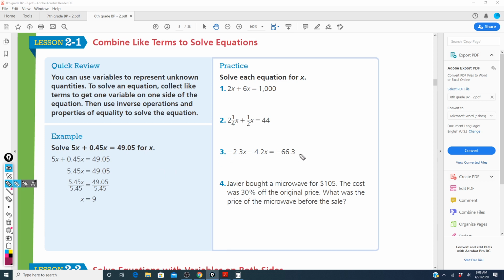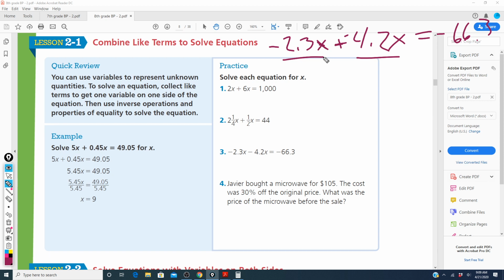Let's go to number 3. If I have negative 2.3x and then I subtract 4.2x from this, it's going to equal negative 66.3. You're probably all sitting there going, oh my gosh, there are all these negative numbers. First thing you want to do, change that second part to its plus negative. Then you take negative 4.2x and get more negative by adding negative 2.3x. When you add these together, it's going to give you negative 6.5x equals negative 66.3.